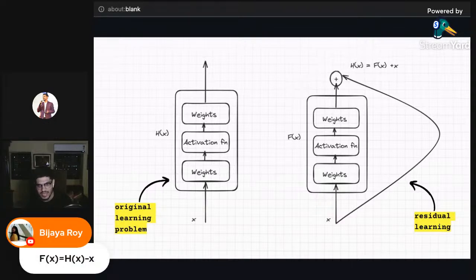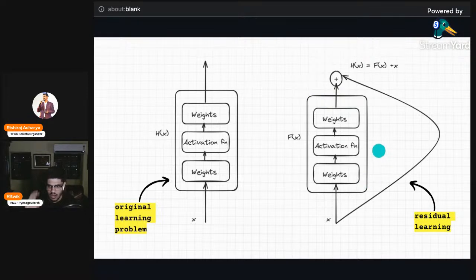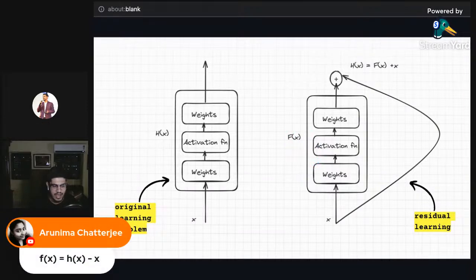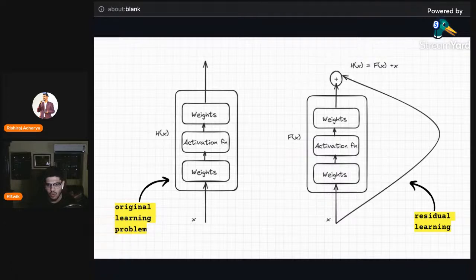Yes, again, f(x) equals h(x) minus x, and that is what we are trying to do. We are trying to model f(x). With our weights and parameters, with our learning algorithm, we are trying to learn f(x). So f(x) is, as all of you are pointing out at this point, h(x) minus x, right? And h(x) minus x is the information at this point minus the original information, right? So that is what we are trying to model. That is the residual which we are trying to approximate.